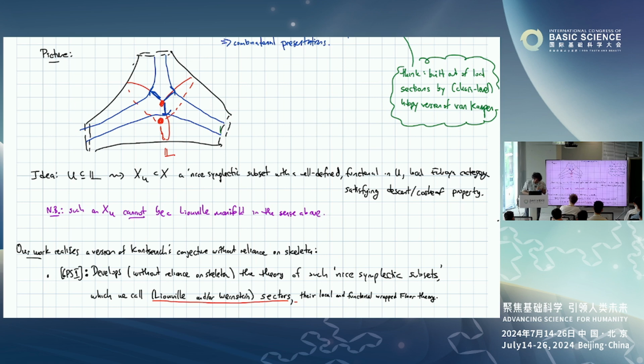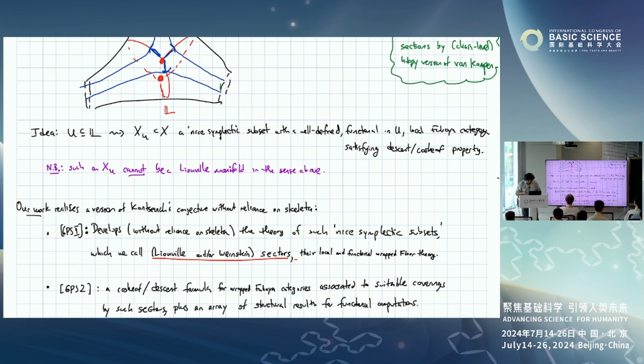Okay, the first observation is such a nice symplectic subset cannot be a Liouville manifold in the sense above, roughly speaking, because of these blue lines. There is some new class of boundary along which the Liouville vector field doesn't point outward and generate a complete flow. So we leave the category of Liouville manifolds and we have to enlarge the category. And this is what the theory of Liouville sectors is about.